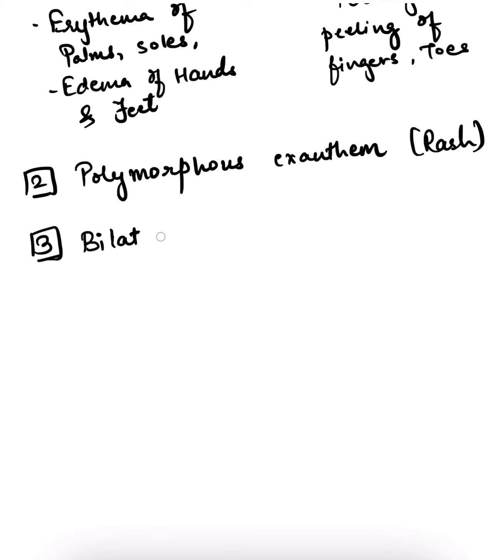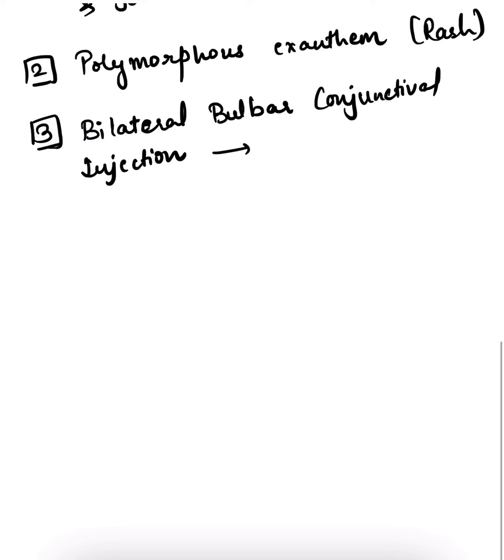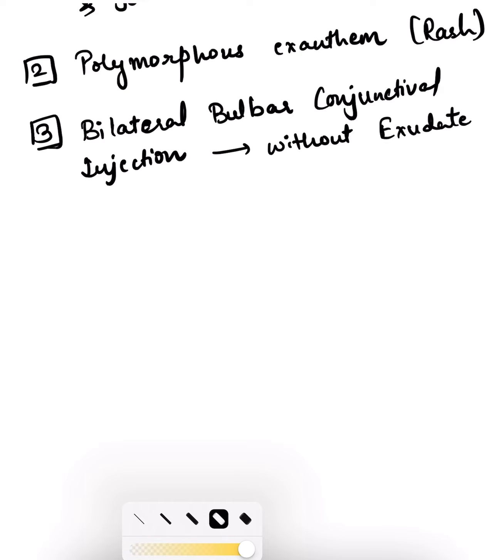bilateral bulbar conjunctival injection. This is a very important finding. This has to be without exudate, and this feature mainly allows us to differentiate it from other diseases.